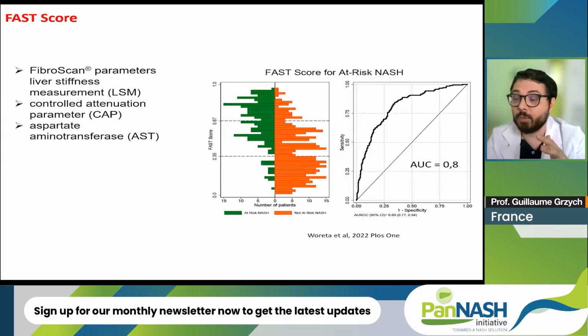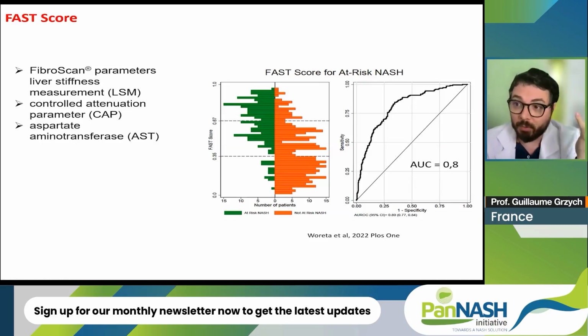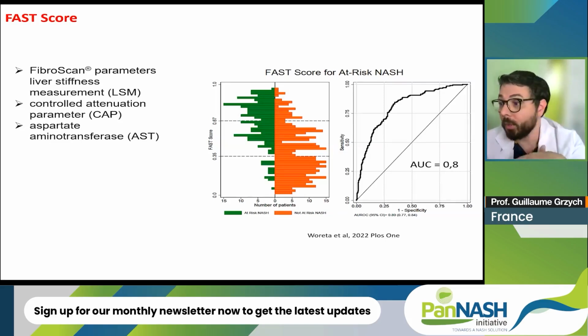Second, you have the FAST score. The FAST score could be very good here because it has a performance of 0.8, but this is not just biomarkers. It is a combination of blood biomarkers and also imaging, with the FibroScan, with liver stiffness measurement or controlled attenuation parameter. It could be a good compromise to combine imaging and biomarkers, but sometimes it's complicated to have the availability of both biomarkers and imaging in some hospitals. But it could be good, with a good performance of 0.8 here, but you need to also have the imaging in your hospital.